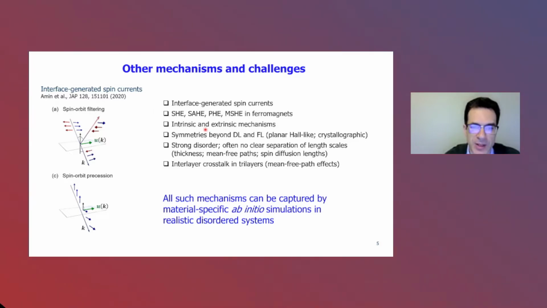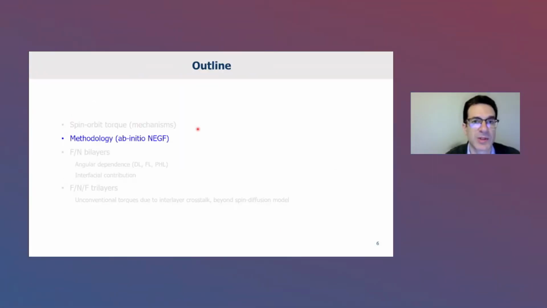All such mechanisms can be captured by material-specific ab initio simulations in realistic disordered systems, and such calculations can be used as sort of a computational experiment with results suggesting new mechanisms, and they can be compared to simpler models to understand which processes are the most important in a particular system. So a couple of words about the methodology.